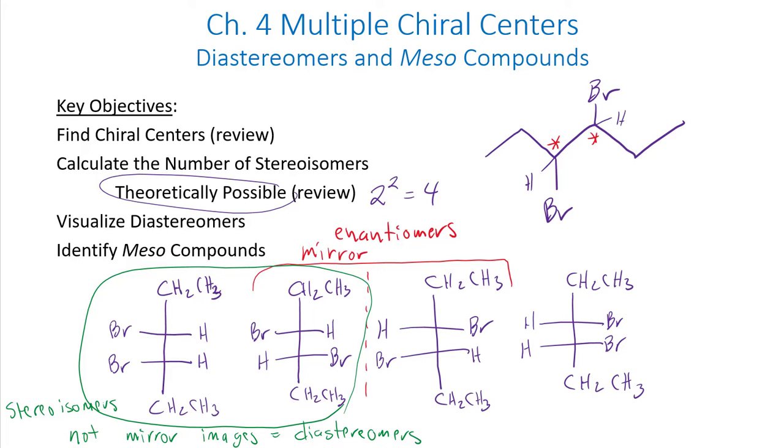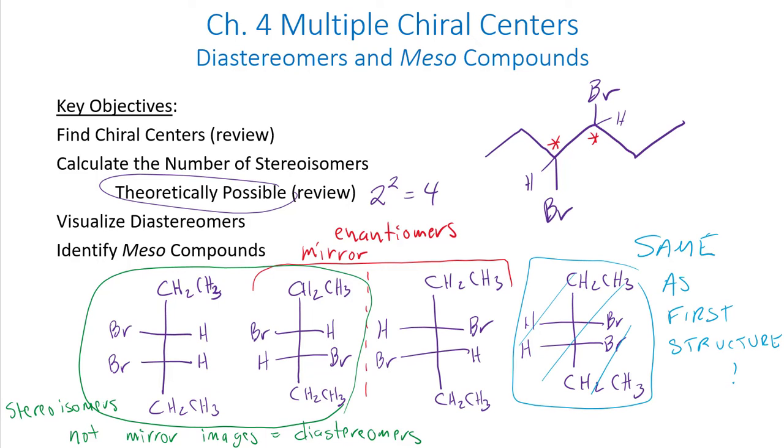The last thing that I'd like you to notice is that the two structures on the ends, this one and this one, are actually identical. If you take the structure on the right and rotate it around 180 degrees, the two bromines are going to be on the left, and it will exactly overlap the first structure. And since it is the same as the first structure, we really only have 3 stereoisomers where 4 were theoretically possible.